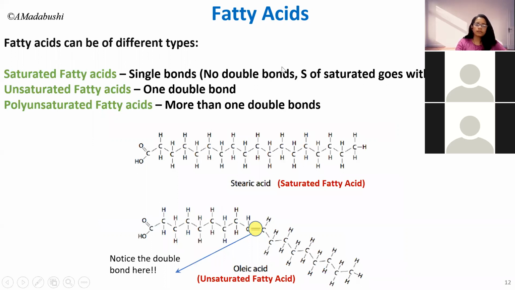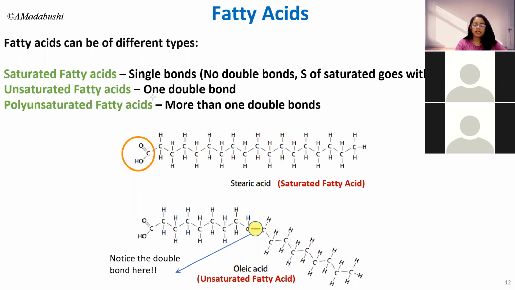So fatty acids can be of different types. And I think this part is pretty fun, even though the names seem big. One is saturated fatty acids that have single bonds. They do not have any double bonds. By that I mean, please don't count this as a double bond. This is a functional group. We are talking about the chain. And so it has no double bonds at all.